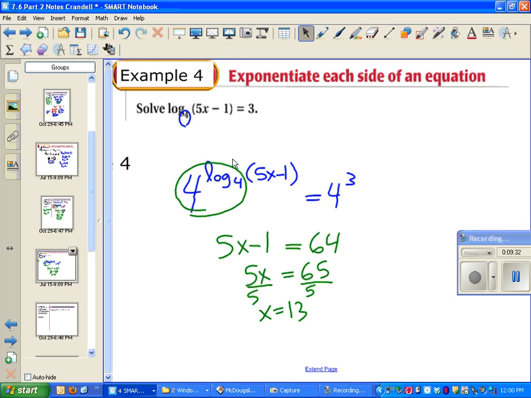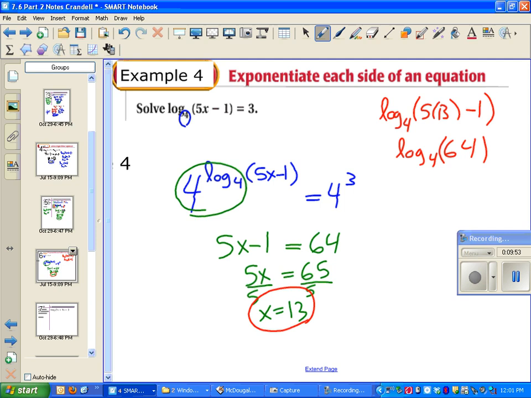And then we're going to check it. So we're going to have log base 4 of 5 times 13 minus 1. And so that's going to be log base 4. Let's see, that would be 65 minus 1, so 64. So it's definitely a positive number, so this number is all right. Okay, and you can actually, if you did the half smiley face, you could figure out that that was 3 and double check.